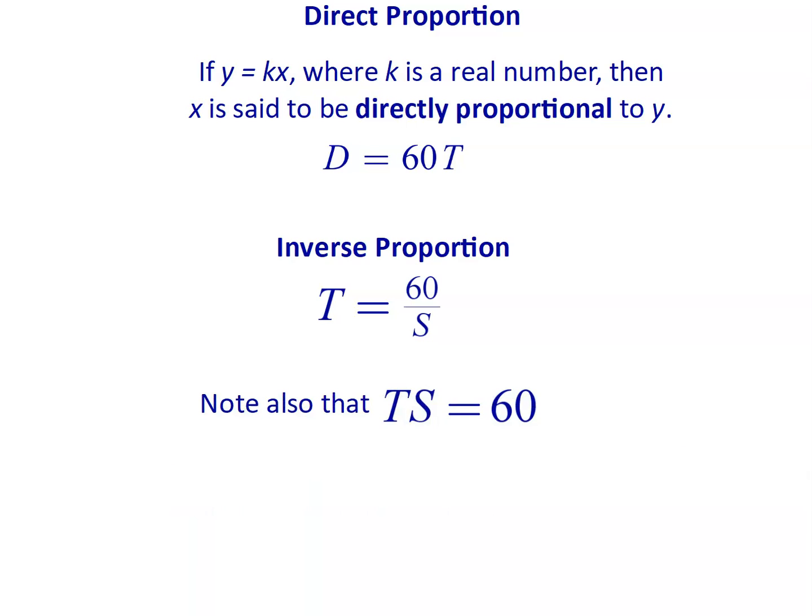Note that if I multiply both sides of that equation by s, another way to write the equation is like this. Let me write that in red. Time times speed equals 60. This is actually a useful way to sometimes write your inverse proportional equations.